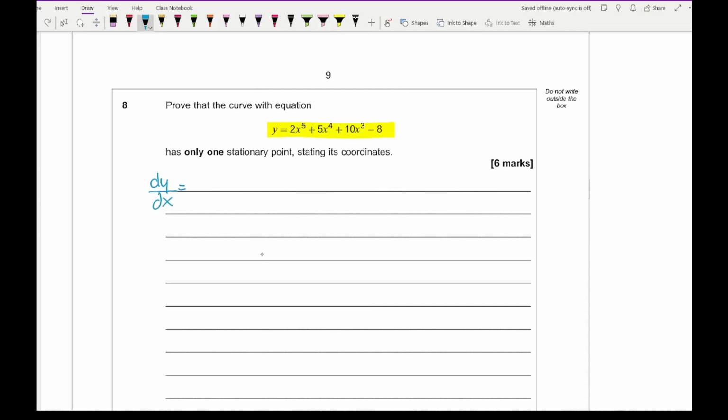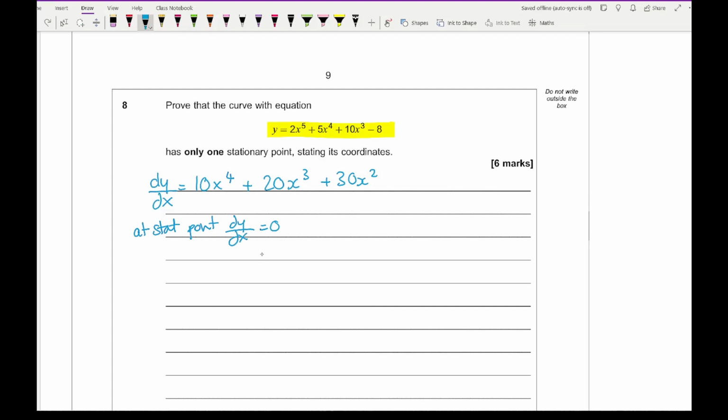Now I can do it straight off the bat. So that's going to be 10x to the power of 4 plus 20x to the power of 3 plus 30x squared, and then minus 8 just cancels. So then here at the stationary point, dy over dx equals 0. So then what I want to do is just make this equal to 0.